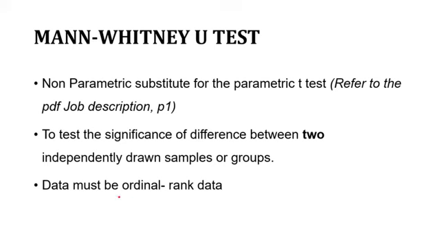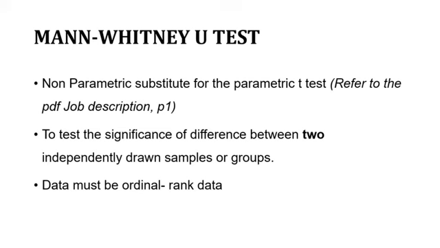And the data must be rank data, ordinal form, wherein there is an order, 1 is greater than 2. That order should be there, and both the samples are independently drawn. There is no connection between these two samples. We are not checking difference in test, but test scores or test ranks. We are checking difference between two groups, how one college is different from the other college in one particular test. For that purpose we'll go for a Mann-Whitney U-test.